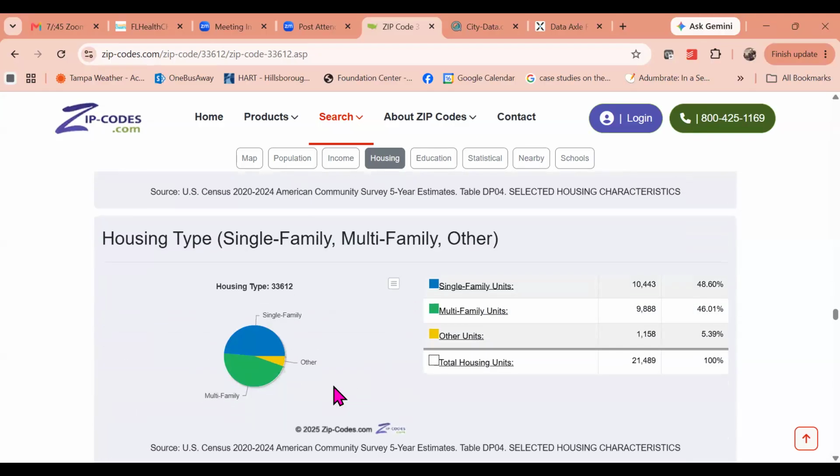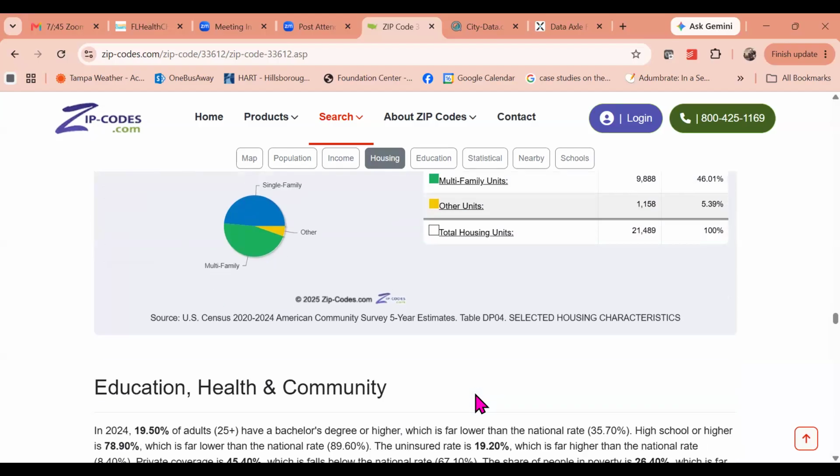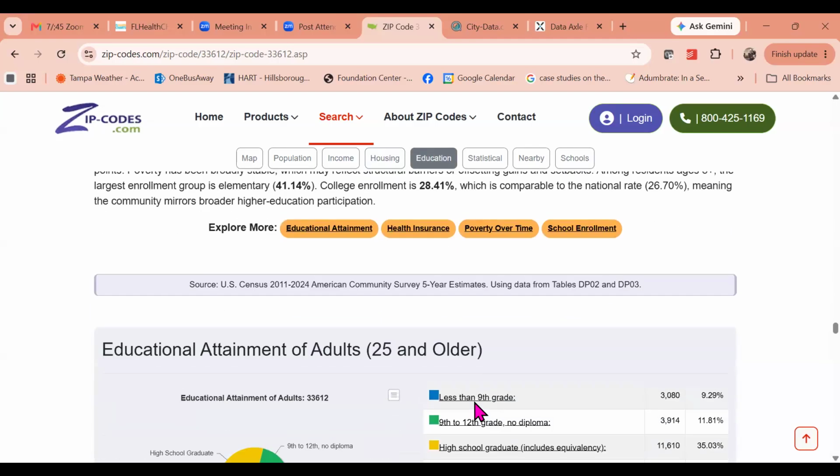So the majority of them are single family units. You do have 46% that's multifamily, and then you have other types of units.